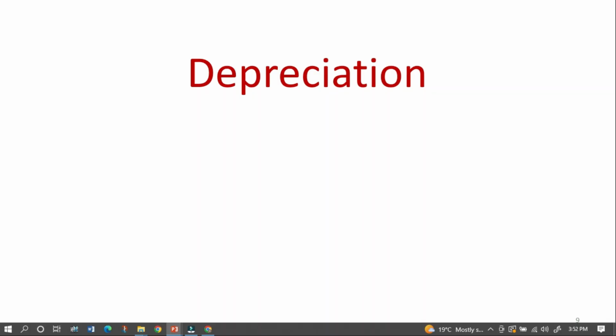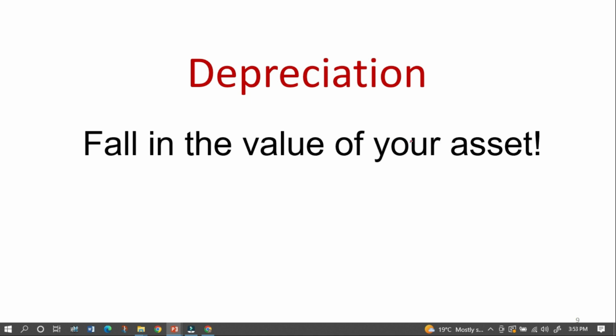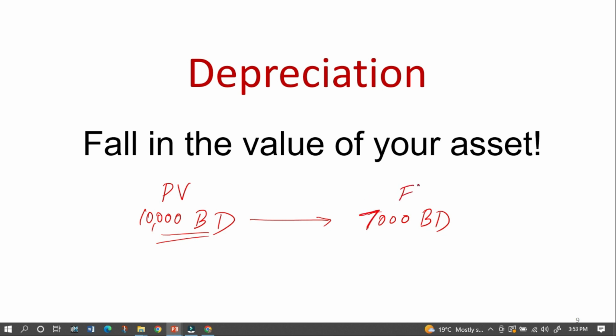Now depreciation is another topic linked to this lesson. So I'll be giving you the key notes on what is to be done. Depreciation is nothing but the fall in value of your asset. For example, you buy a car for 10,000 BD and after a few years the value just falls to maybe 7,000 when you try to sell the car. So the present value here is way higher, and the future value, you can see there is a fall in the value of your car.